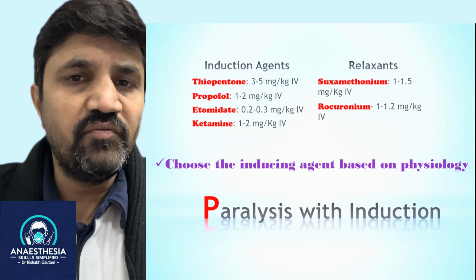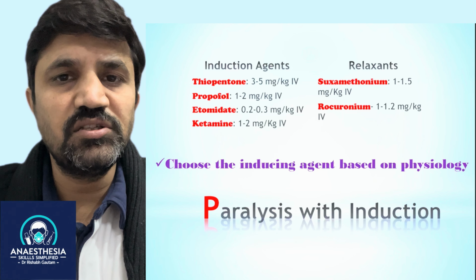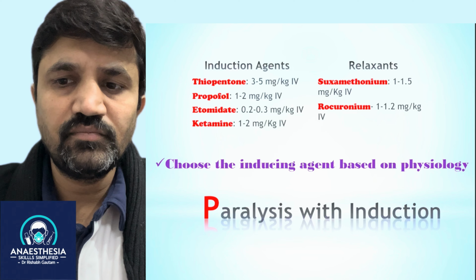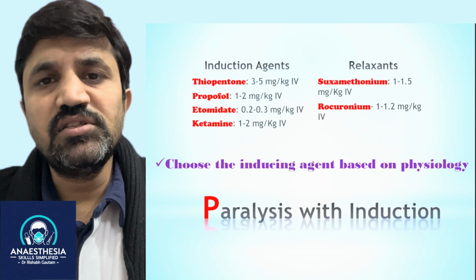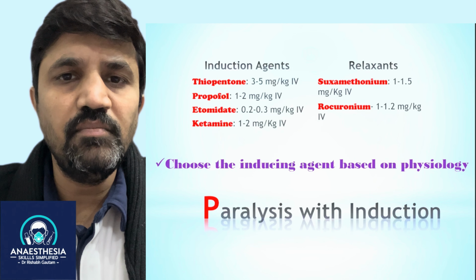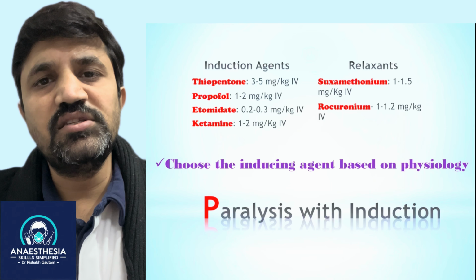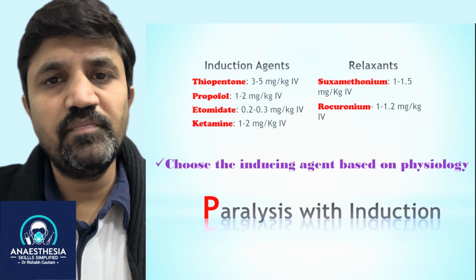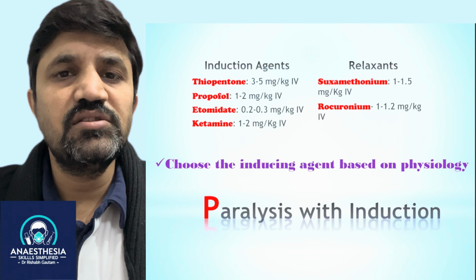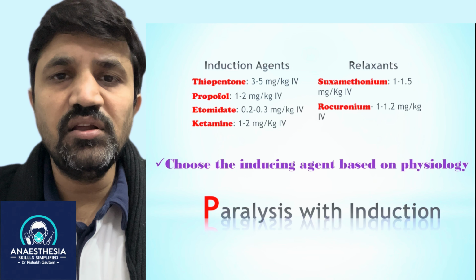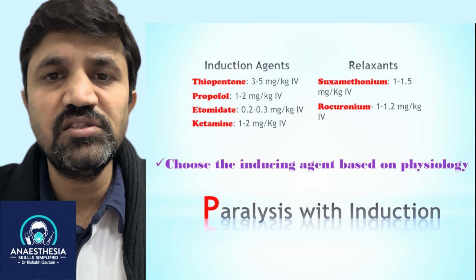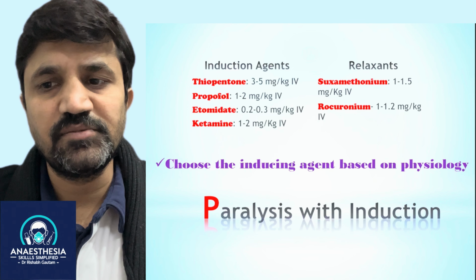So you have to be careful while using propofol in patients with shock. The dose is 1 to 2 milligram per kilogram IV. Another agent you can use is etomidate, the dose of which is 0.2 to 0.3 milligram per kilogram IV. This drug is hemodynamically stable and can be used in patients with shock. But the problem with this drug is that a single dose of etomidate may lead to adrenal insufficiency. So you have to be cautious while using it in patients with adrenal insufficiency or in cases of sepsis.